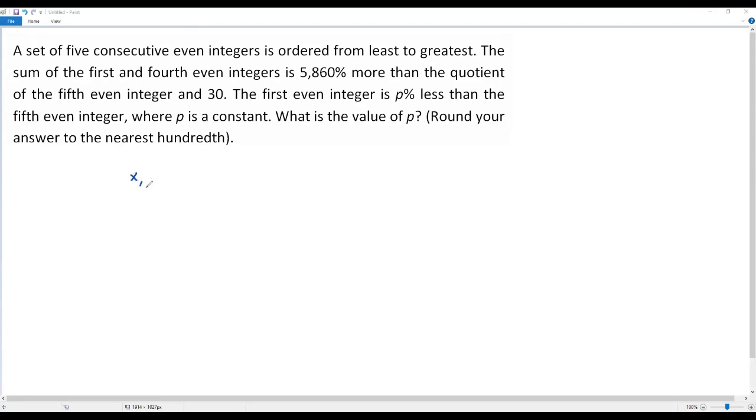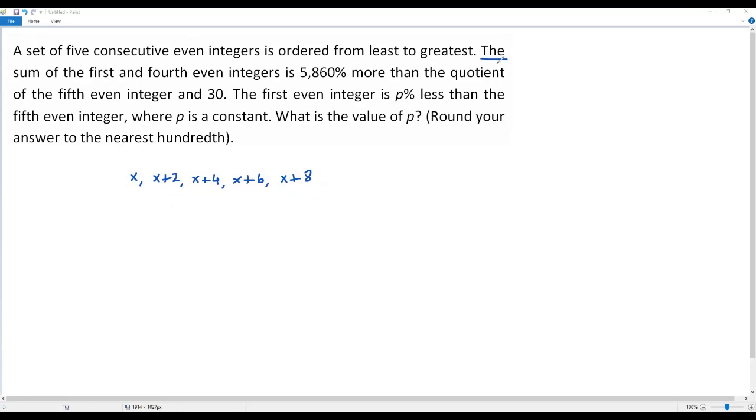To get the consecutive even integer, I have to add 2 to this x. Then I'm getting x + 2. Now to get the next consecutive even integer, we add 2 to this one. Then I'm getting x + 4. Then add 2 to this one to get the next integer. We get x + 6. Then we get x + 8. Here we have 5 consecutive even integers.